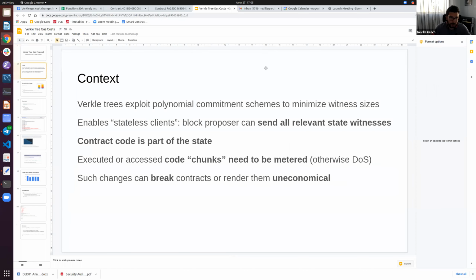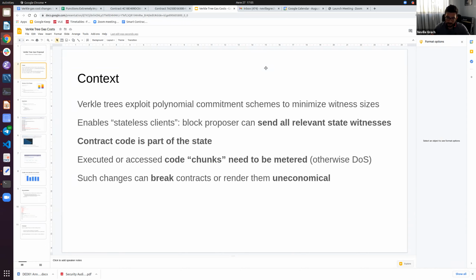Okay, I guess everybody knows the context in which this study has been carried out. Verkle trees exploit the polynomial commitment schemes, and because of this, there's an opportunity to reduce the witness sizes. And so, you can come up with these stateless clients, and the block proposer can then just send the relevant state witnesses together with the rest of the block. Now, the crucial part is that the contract code is part of the state. And so any code which is executed or at least accessed, for instance, using code copy, that needs to be metered too, right?